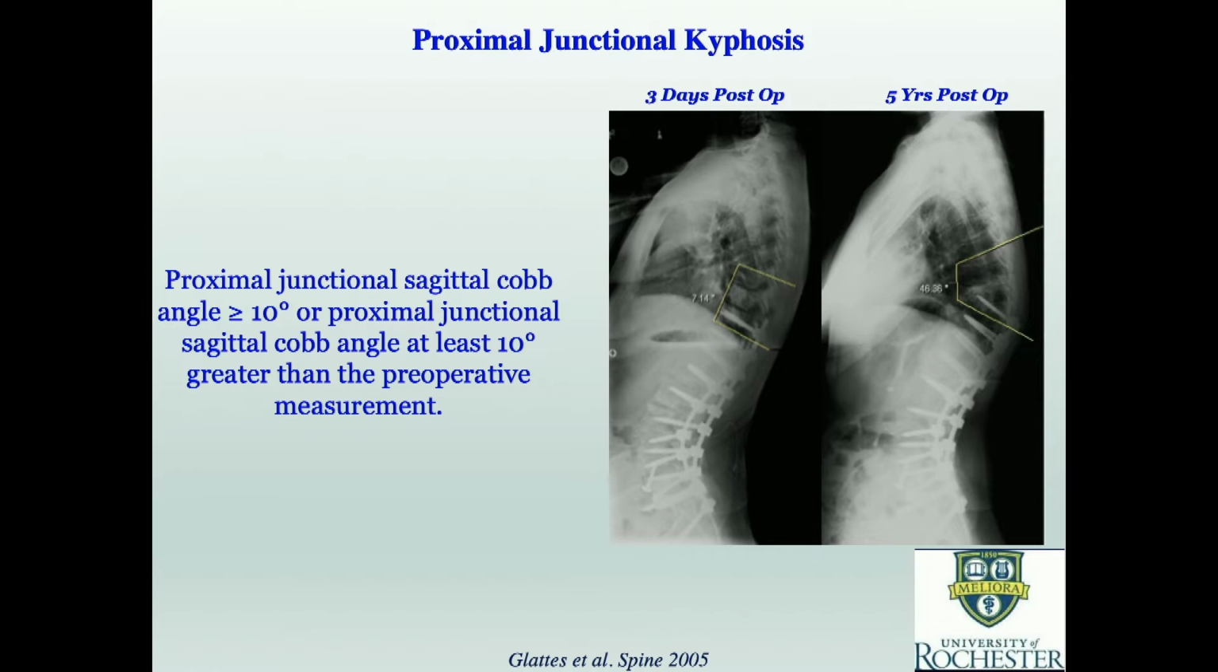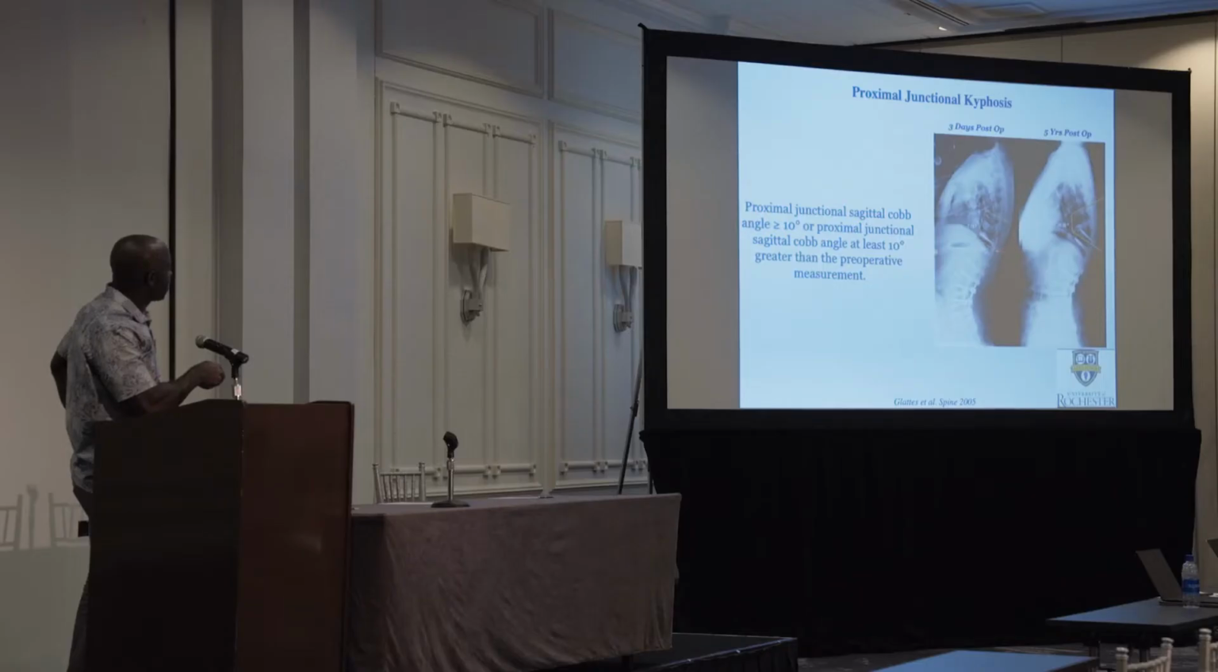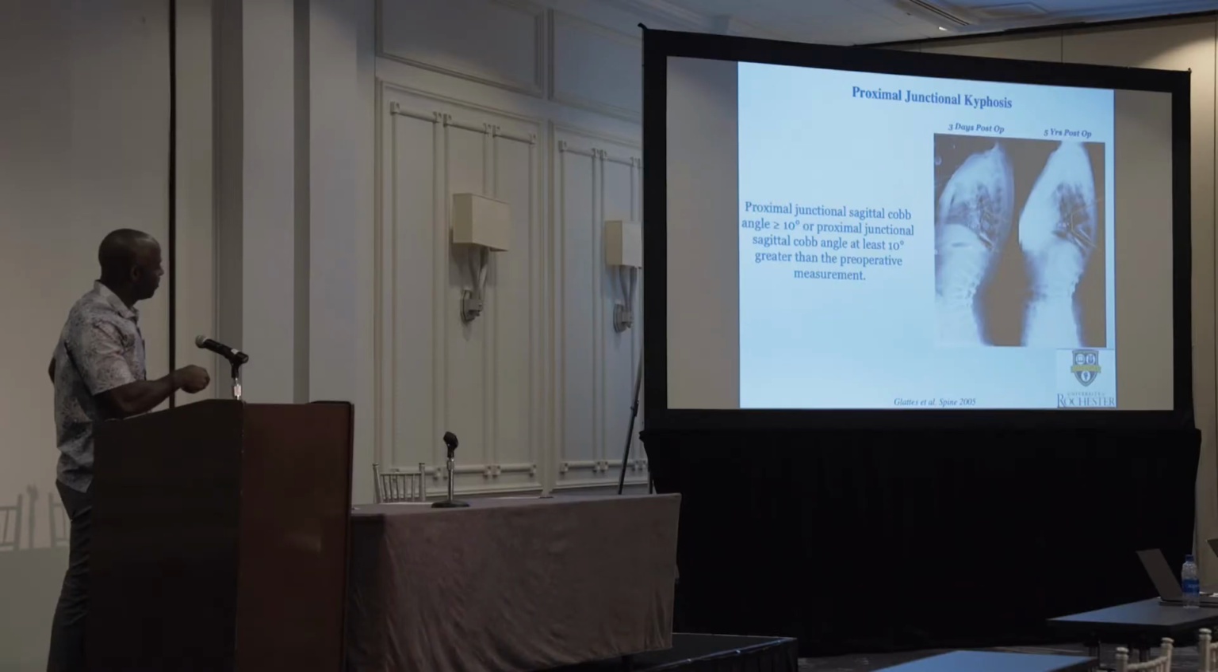Proximal junctional kyphosis is defined as a proximal junctional Cobb angle greater than 10 degrees, or at least 10 degrees greater than the preoperative measurement. It's measured from the upper instrumented vertebra, the UIV, the top screw. Let's assume this is T10. The proximal junctional angle is measured from the inferior end plate of T10 to the superior end plate 2 levels above that, so T10, T9, T8.